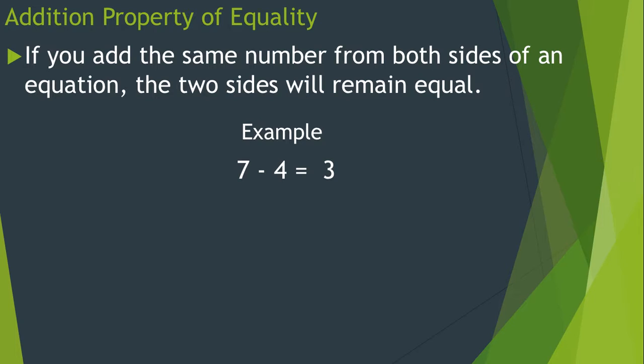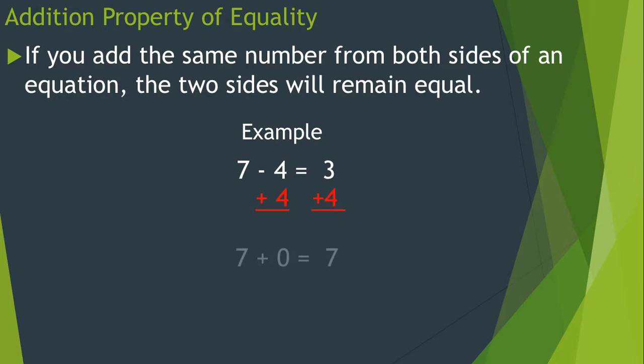Now, on the other end of it, the addition property of equality: if you add the same number to both sides of an equation, the two sides will again remain equal. And again, we're going to use something that we know is true. That's 7 minus 4 is equal to 3. So since I'm subtracting 4 to start with, 7 minus 4, I would need to add 4 on each side.